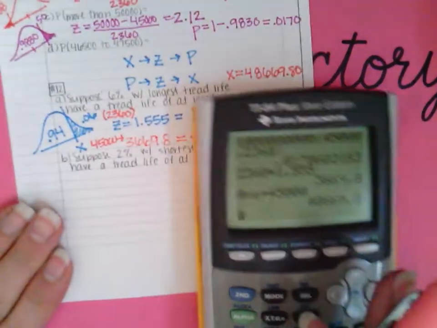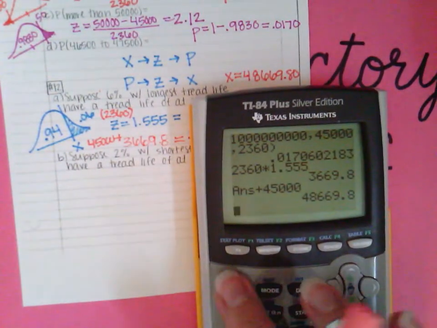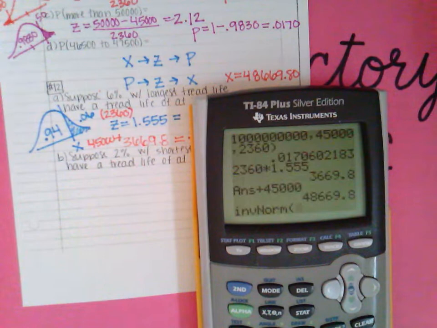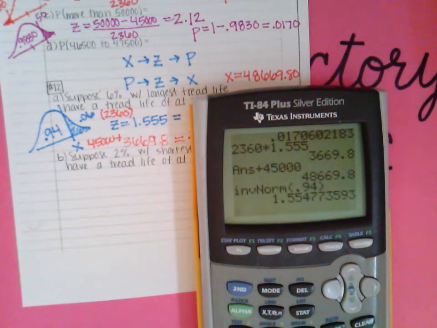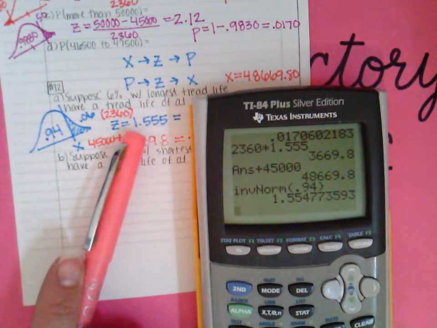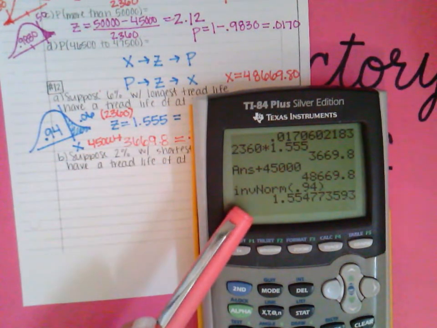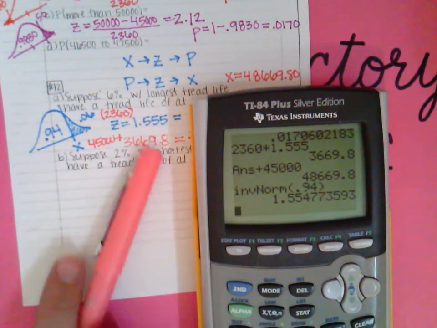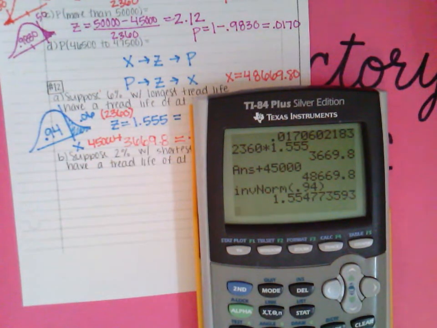Now you can do this in the calculator as well. If you go under distributions and go to inverse normal, your calculator settings do require you to use the left-handed side. So if you just plug in 0.94 and press enter, it'll give you the z-score. And you can see we approximated that z-score really well: 1.5547, which would round to 1.555 when we do 3 decimal places.